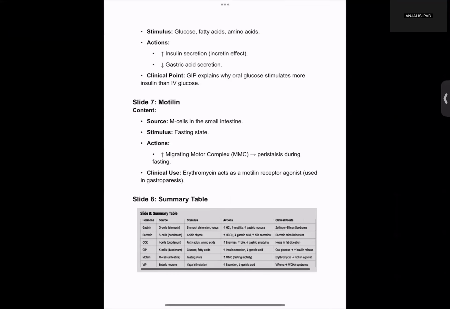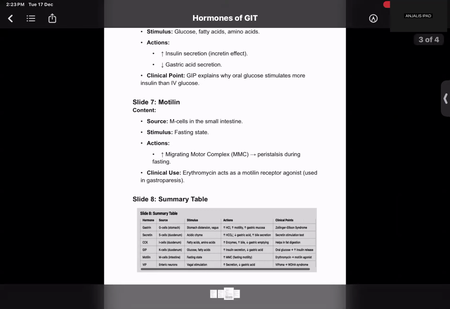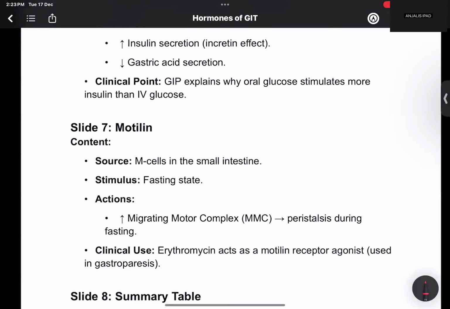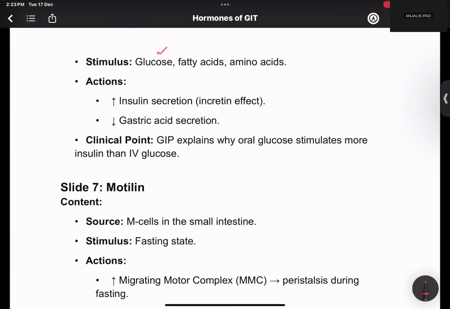Now, what is the stimulus? GIP is usually released in response to glucose, fatty acids, and amino acids in the small intestine. So what is the stimulus? It is released in response to glucose, fatty acids, and amino acids in the small intestine.